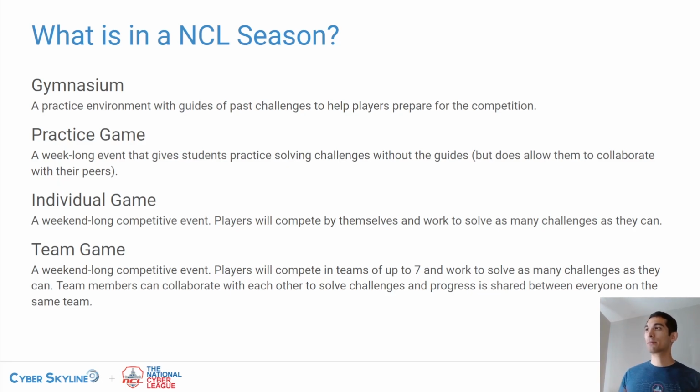Following the practice game, and the practice game is about a one week long event, we have the individual game. The individual game is a weekend long event. It starts Fridays at 1 p.m. Eastern. It goes all the way to Sunday at 9 p.m. Eastern. And during the individual game, it's like the practice game, except you're not allowed to get any help. So the students are going to be working entirely by themselves to solve as many challenges as they can.